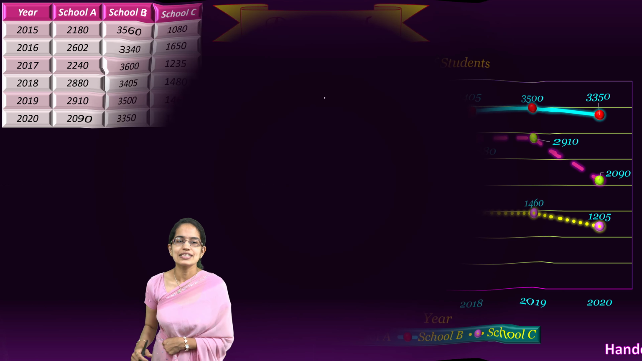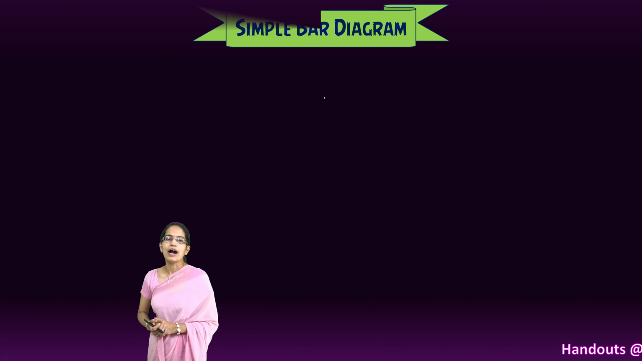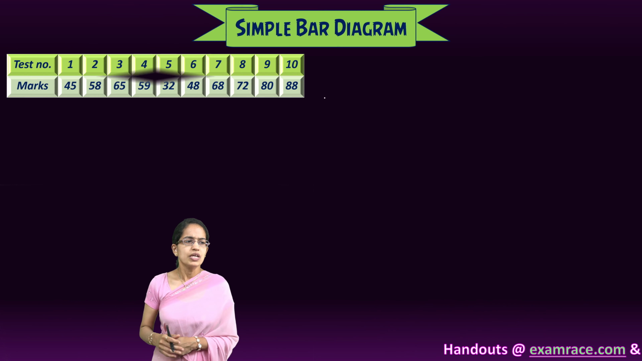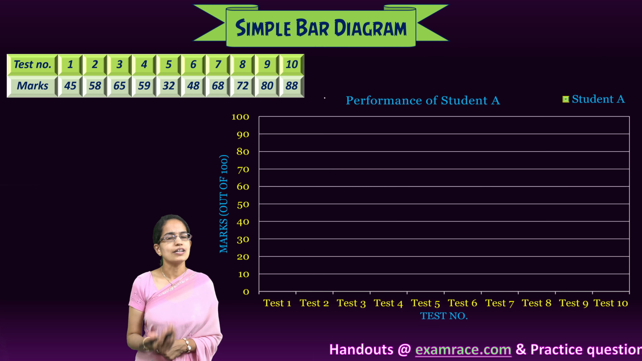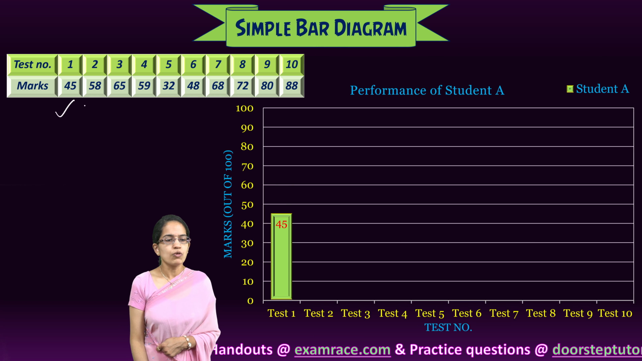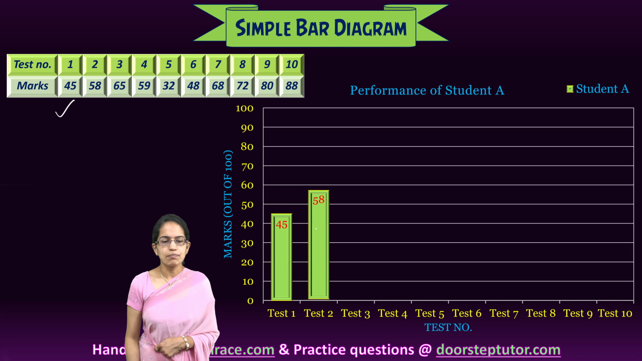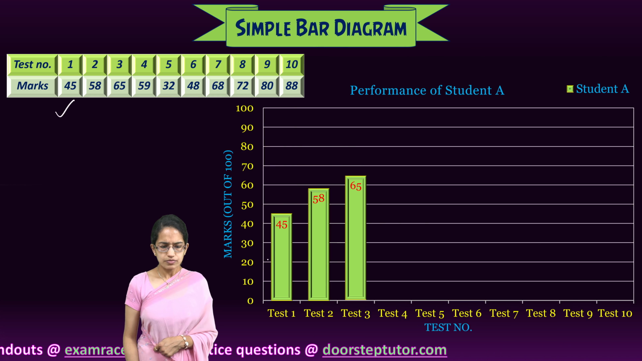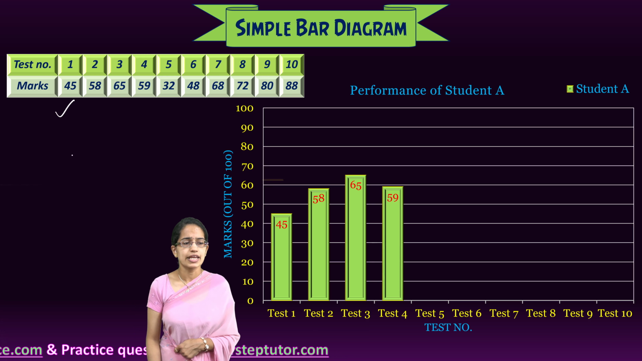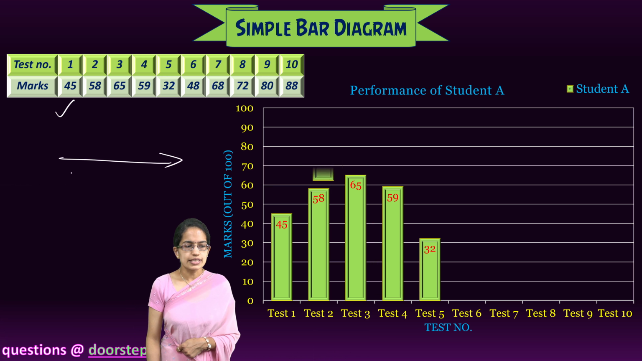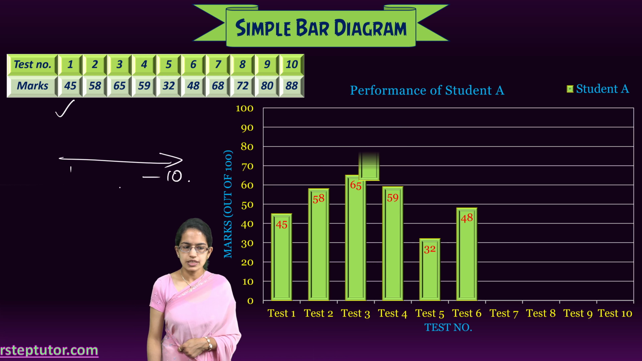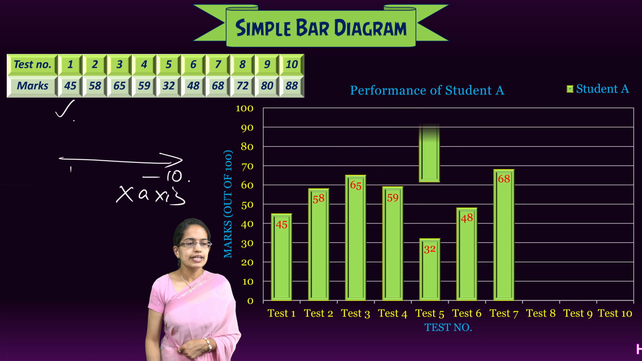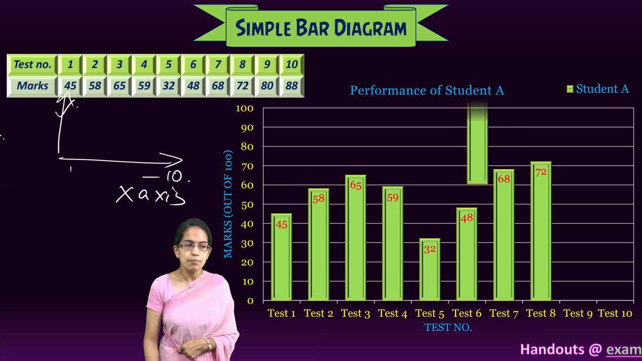So the next interesting graph that we talk about is a simple bar graph. So we have the test and the marks obtained by various students. Now what we do is simply mark the marks of each of the students. On the x-axis we take the number of the test, so test number 1 to 10 has been mentioned on the x-axis. On the y-axis we plot the marks of the student.